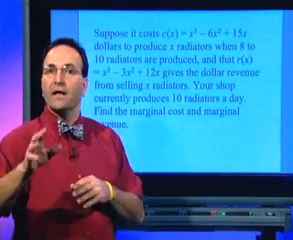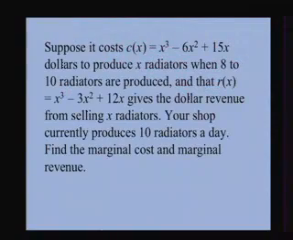Suppose it costs C of x equals x cubed minus 6x squared plus 15x dollars to produce x radiators when 8 to 10 radiators are produced, and that R of x equals x cubed minus 3x squared plus 12x gives the dollar revenue from selling x radiators. Your shop currently produces 10 radiators per day. Find the marginal cost and the marginal revenue.